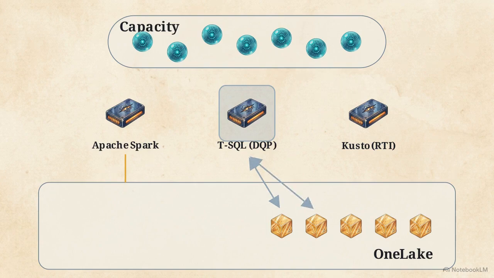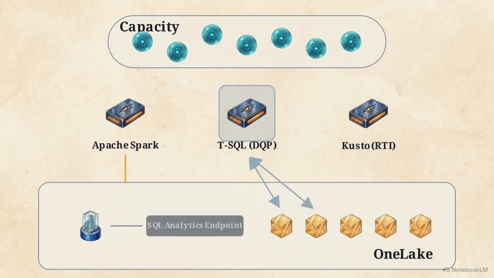For relational analytics, the data warehouse workload uses a distributed query processing engine. This provides full read and write capabilities, processing T-SQL commands against the Delta files in OneLake. Even without a formal warehouse, Fabric auto-generates a SQL Analytics endpoint for every lakehouse. This provides a read-only T-SQL interface over the tables, allowing SQL analysts to query data engineered by Spark developers.